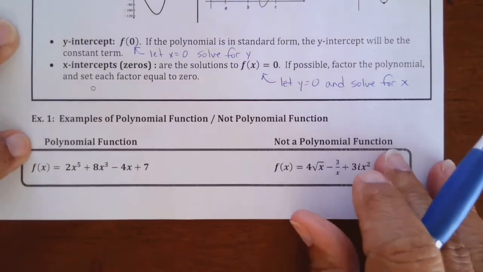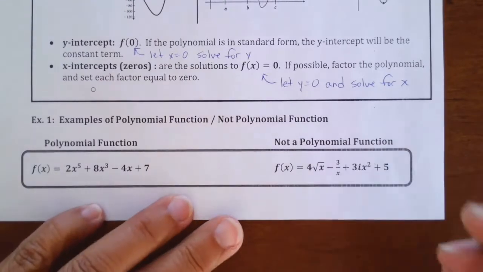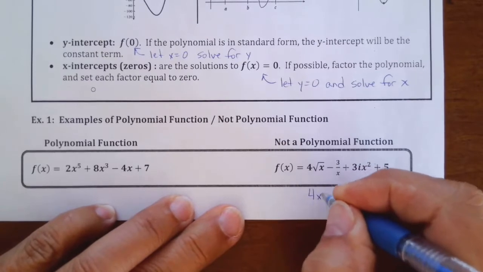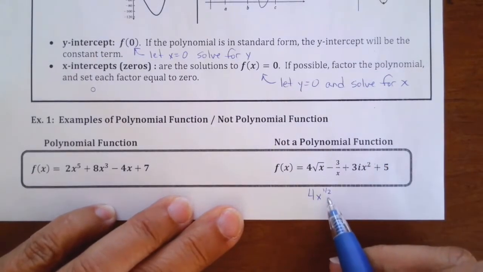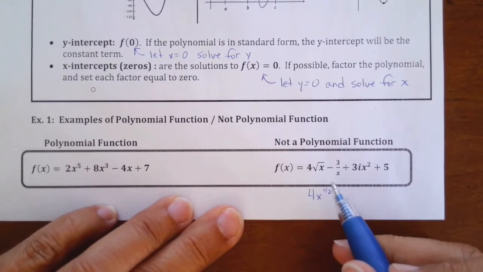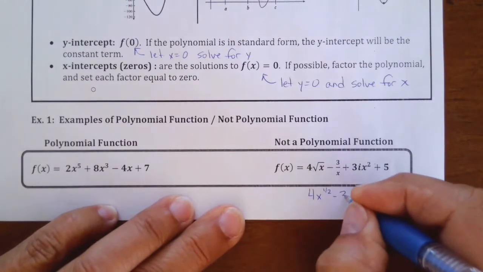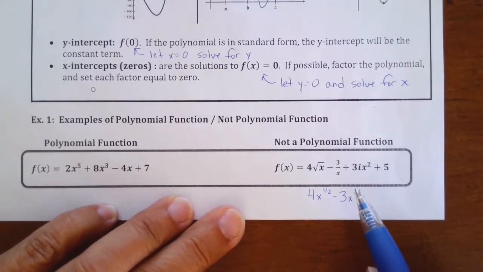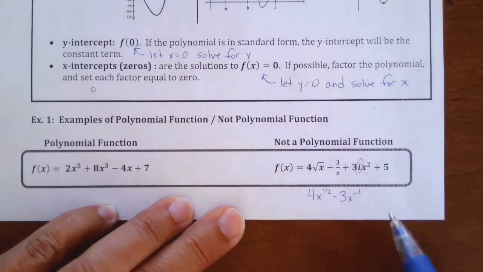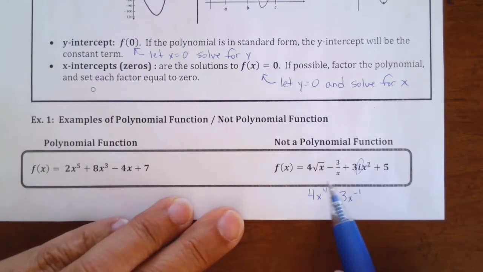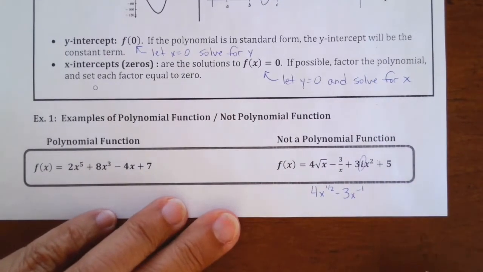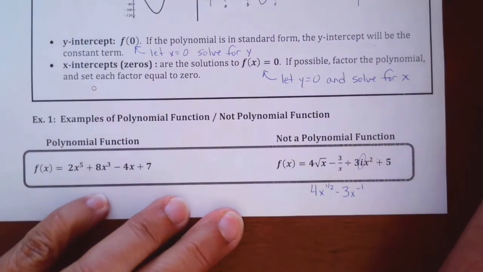A couple reasons. The first thing I would say is if I wrote this using exponents, this would be 4x to the 1/2. Well, that's not a whole number, so there's one reason why that's not a polynomial. This I would write as minus 3x to the -1. -1 is not a whole number, so there's another reason why. And then lastly, I have this i right here, which is an imaginary number, so that's not a real number. Okay, so there's three things in here that are causing that not to be a polynomial, but any one of those by themselves would still make that not a polynomial.